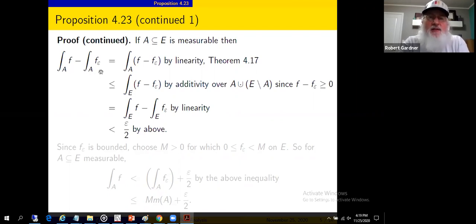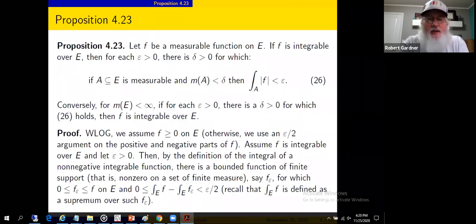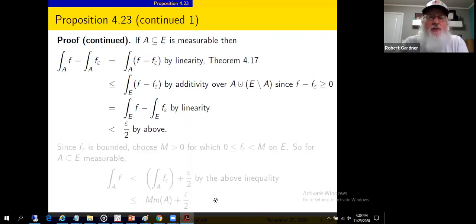f sub epsilon is a... how do we get it integrable? Let's run back and check. How do we get integrability of the f sub epsilon? How about monotonicity? We've got f sub epsilon less than or equal to f, and f is integrable. So monotonicity will give us integrability of the f sub epsilon as well. So both of these are integrable.